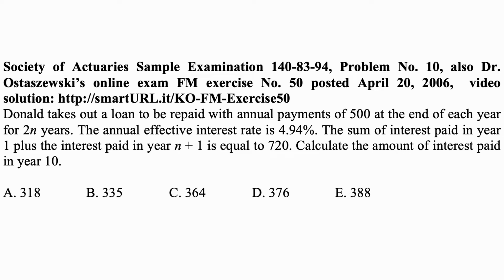Here's a problem for today for exam FM on financial mathematics. Donald takes out a loan to be repaid with annual payments of $500 at the end of each year for 2n years. The annual effective interest rate is 4.94%. The sum of interest paid in the year 1 plus the interest paid in year n plus 1 is equal to 720. Calculate the amount of interest paid in year 10.